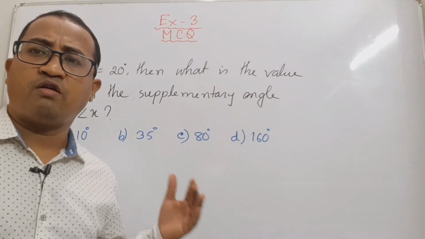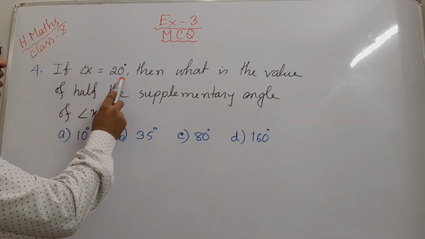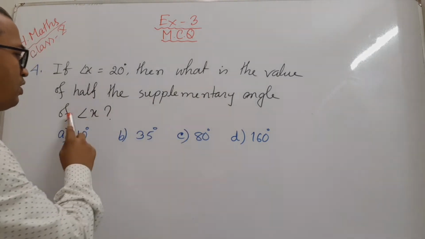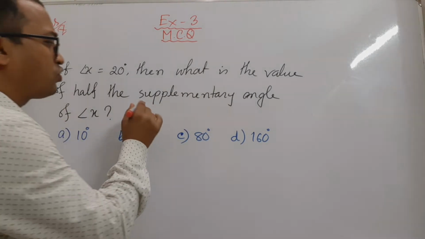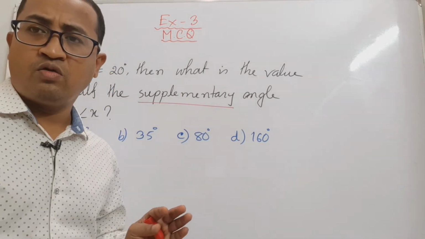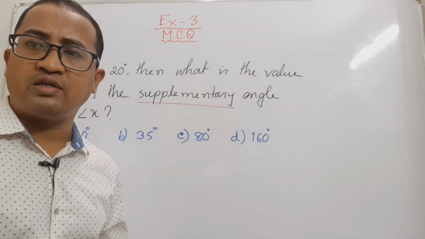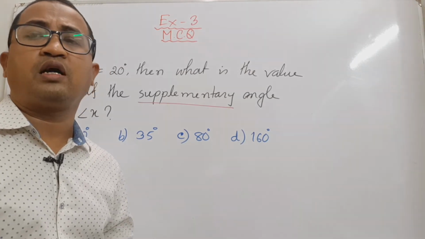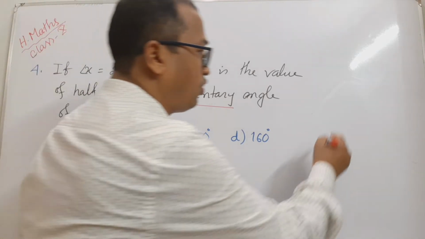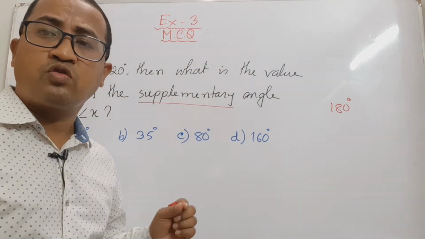Now question number 4. Look, if angle x is equal to 20 degrees, then what is the value of half of the supplementary angle of angle x? What do you mean by supplementary angle? At first you should know about that. What is a supplementary angle? We know if the sum of two angles is 180 degrees, then they are called supplementary to each other.